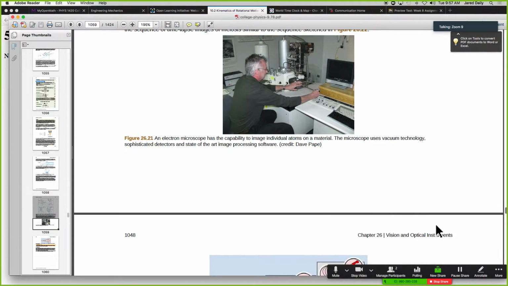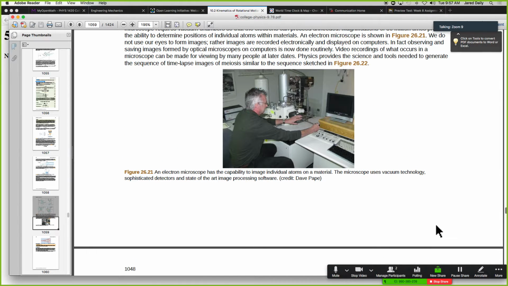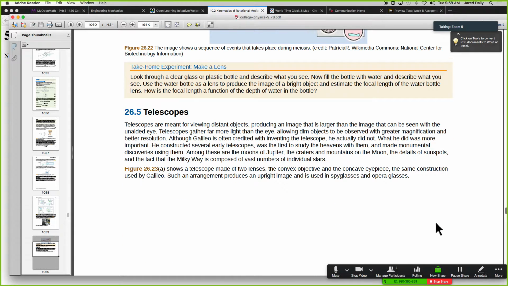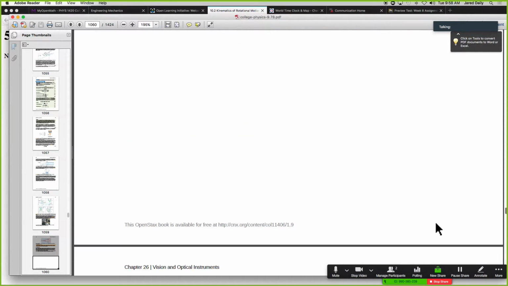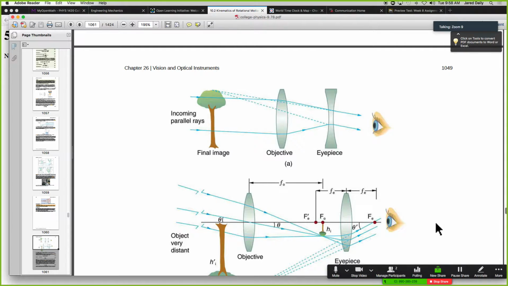And then they talk about electron microscopes here, which is not exactly the best time to talk about electron microscopes. Electron microscopes do not use visible light at all, and they have nothing to do with your eye seeing anything. And so I'm going to not talk about them. That's something to be talked about when we talk about quantum mechanics.